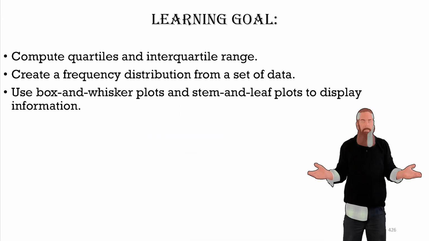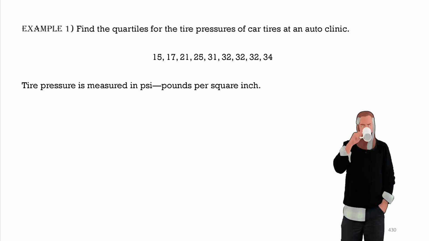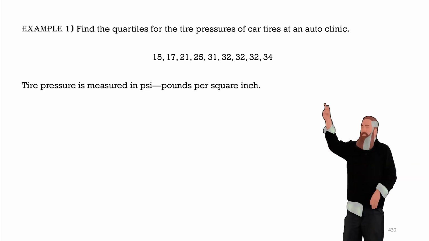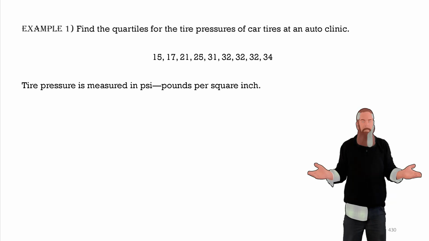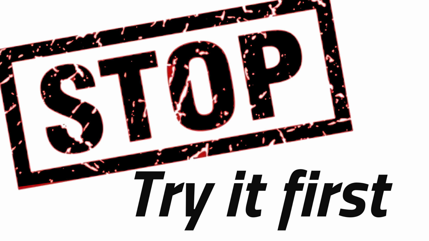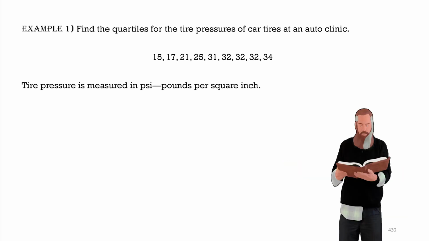Now let's create a frequency distribution from a set of data. Let's find the quartiles of tire pressures of car tires at an auto clinic. Tire pressure is measured in PSI, or pounds per square inch. Now these numbers are in ascending order.